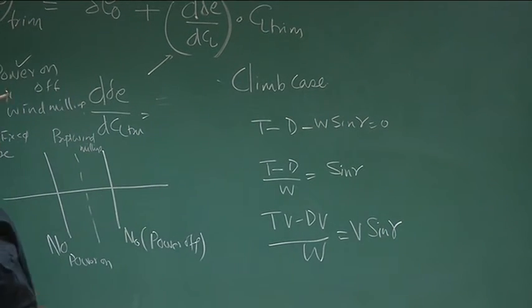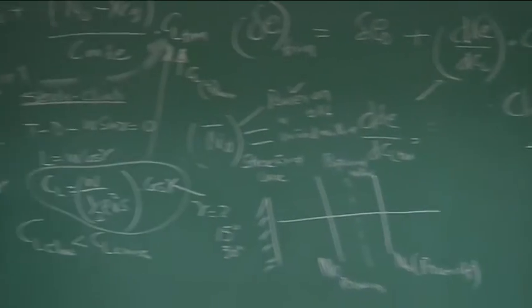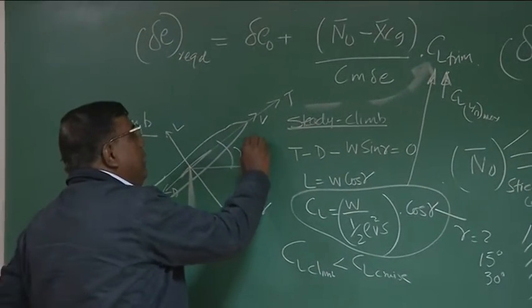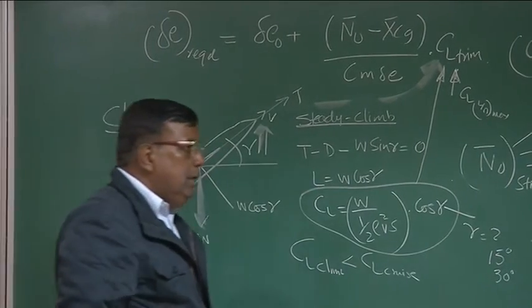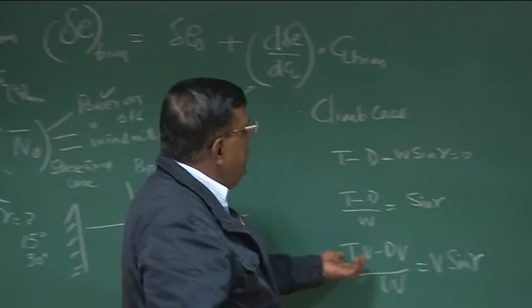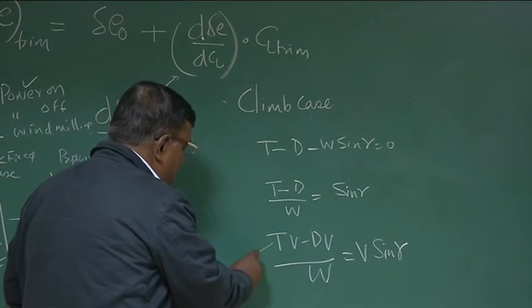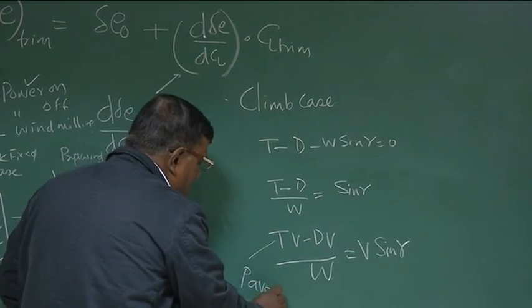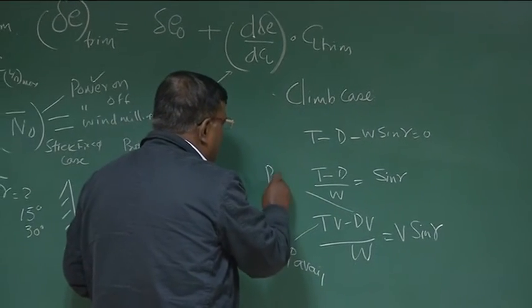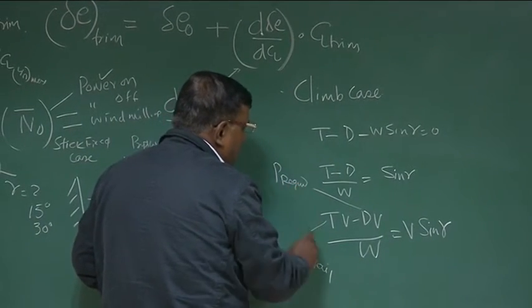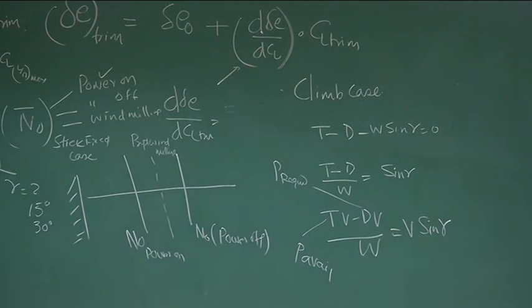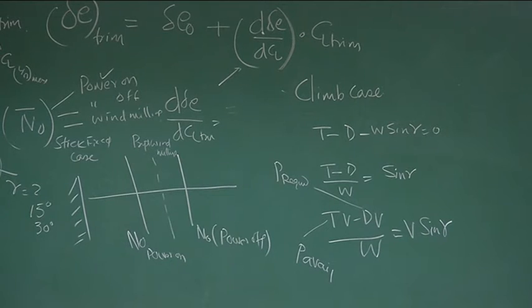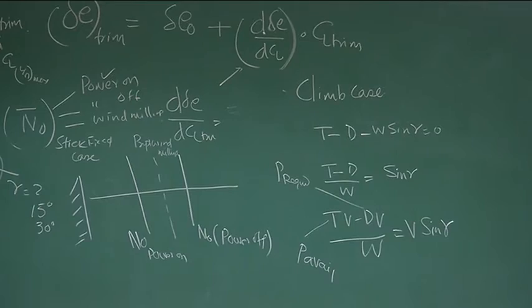So what is V sine gamma? If this is V, V sine gamma is this component. So this is rate of climb. And what is TV? It is the power available. And this is the power required, and this is the weight. So I know how rate of climb changes with the excess power, that is, the difference between power available and power required for a steady climb. This is for a steady climb, no acceleration is there.